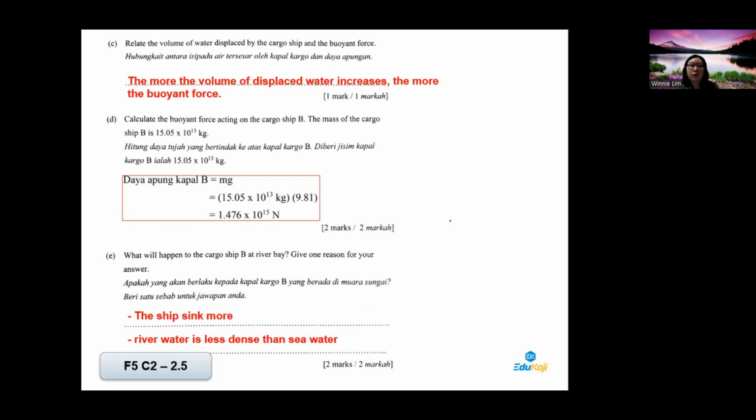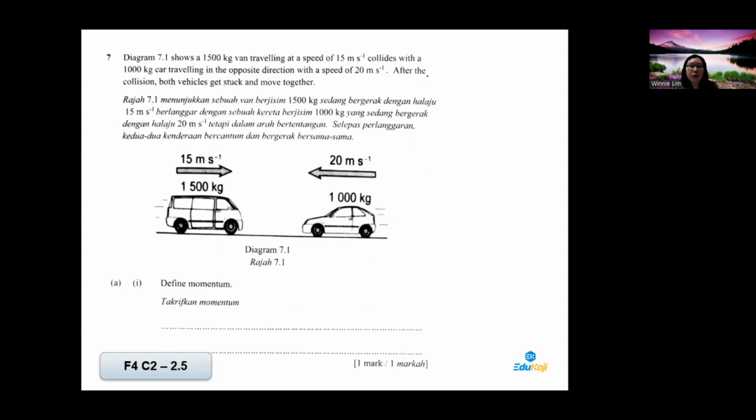Okay, then we have question 7. Question 7, diagram 7.1 shows a 1,500 kg van traveling at a speed of 15 meters per second collide with a 1,000 kg car traveling in opposite direction with a speed of 20 meters per second. After the collision, both vehicles get stuck and move together.